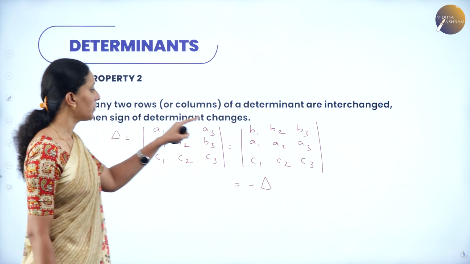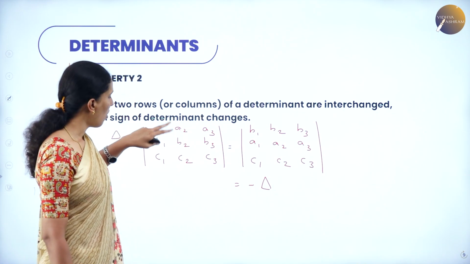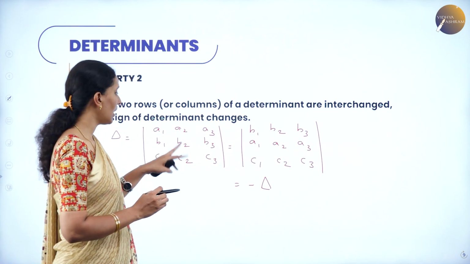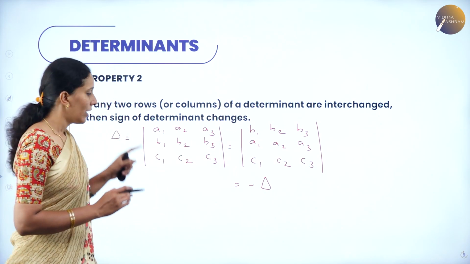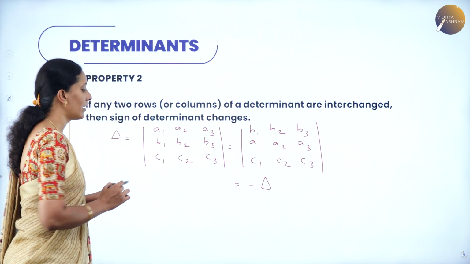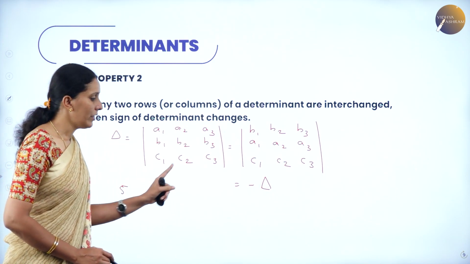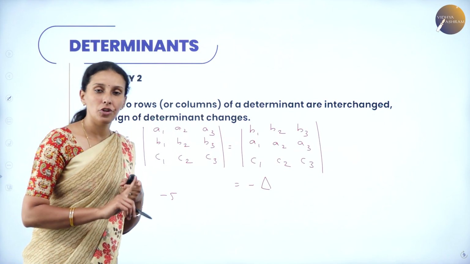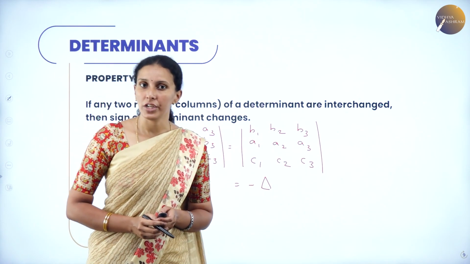It is always equal to minus delta, which we can verify also. Suppose you interchange any two rows, either the first two rows or the last two rows, or the first one and the last one. Similarly, you can perform the same thing in terms of columns also. So here, when you interchange the rows, if the value of the determinant is, for example, 5 for the first one, then it will be minus 5 if you interchange the rows or columns. Only the sign changes, the value does not change.